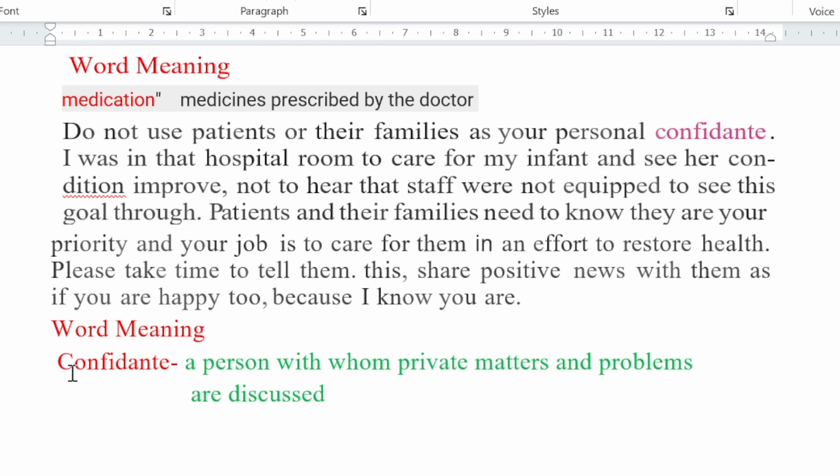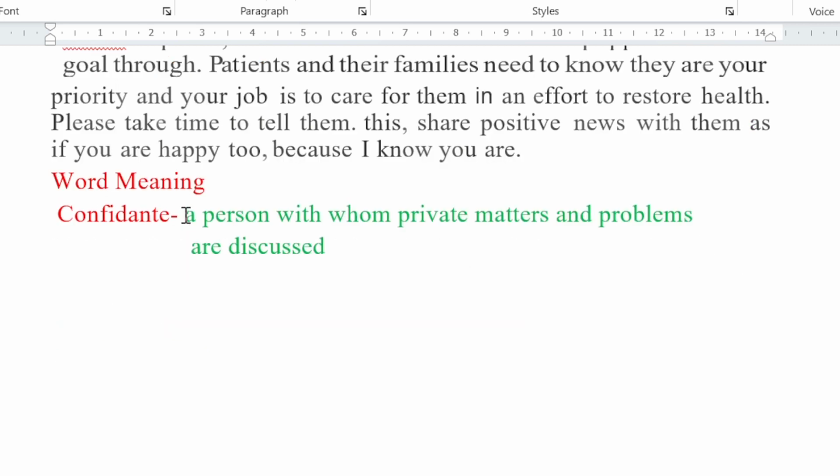Now you can see word meaning. Confidant: a person with whom private matters and problems are discussed.